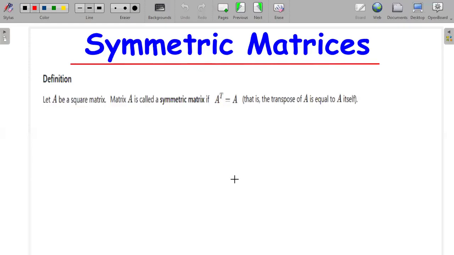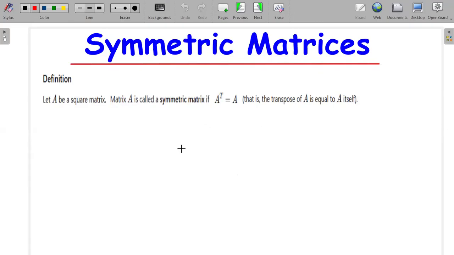All right, so we look at symmetric matrices as our first subtopic in this video. What do they mean when they say a symmetric matrix? In that other video that you're supposed to watch, that some of you didn't watch, we defined what a square matrix was.